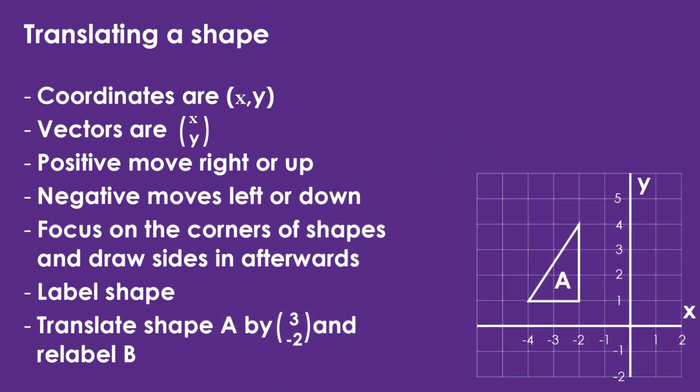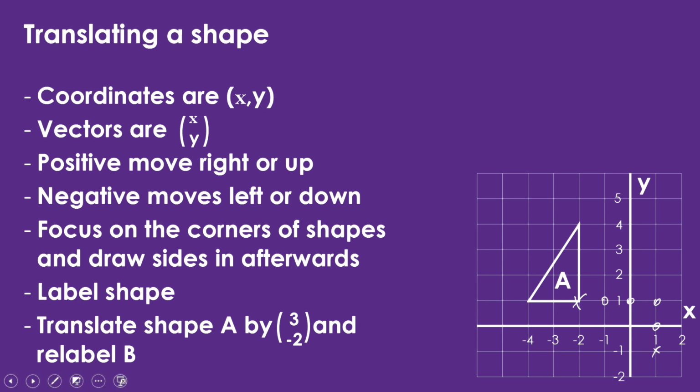This problem asks us to translate a shape by the vector 3, -2, and relabel it B. Let's take the bottom right-hand corner. We're going to move this on the x-axis by 3 points to the right, as it's positive, and then 2 down on the y-axis, as that's negative. So now we know where the bottom right-hand corner will be.